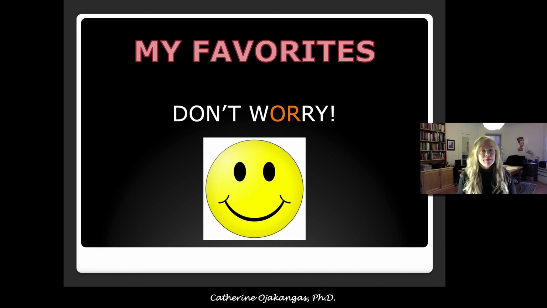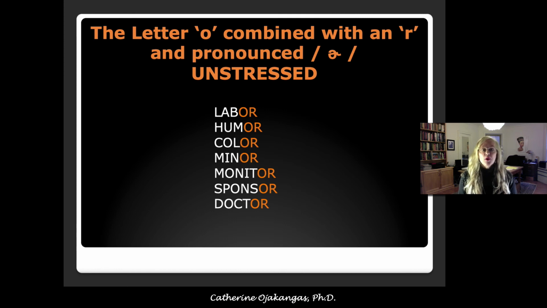Don't worry, be happy. The letter O can be combined with an R again and pronounced er. This is the same as we just had, but this is in an unstressed syllable. So these words would be pronounced like this: labor, humor, color, minor, monitor, sponsor, and doctor. I don't really have any favorites in this group, so I didn't do that slide.